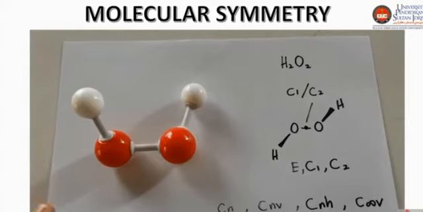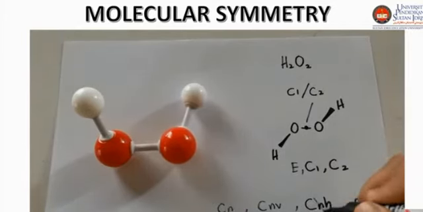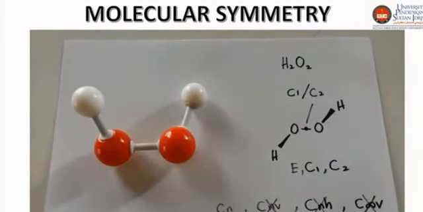Alright, so our molecule is not linear. So that's why this is not the answer. And then this molecule has no plane, so we cannot choose this one and this one as well. So only this one. So this H2O2 has C1 and also a C2 main axis. So that's why the point group for this molecule is C2.